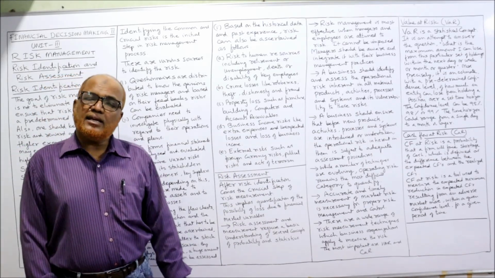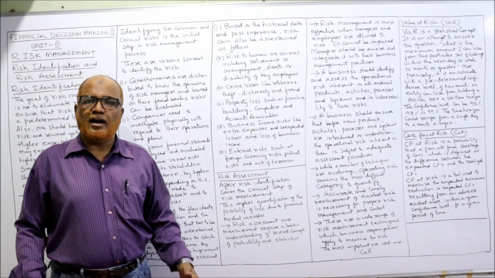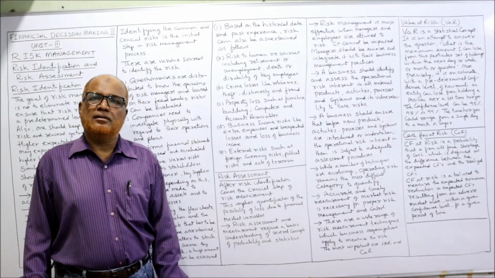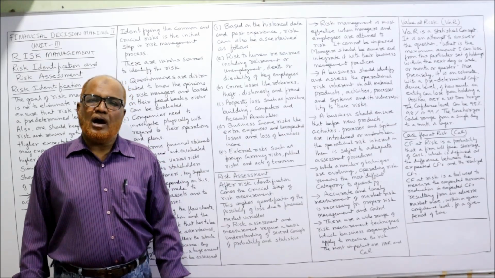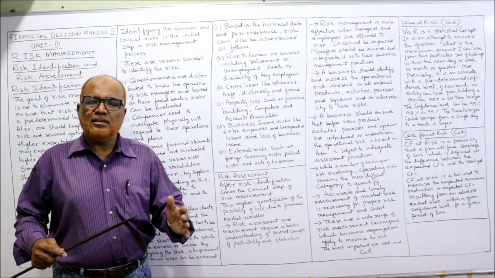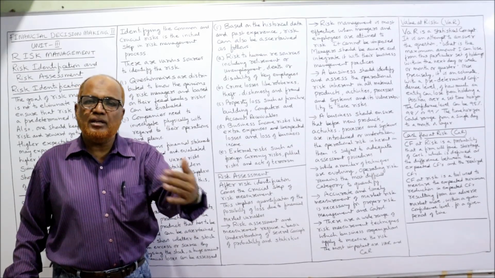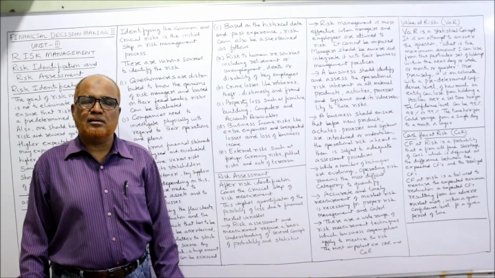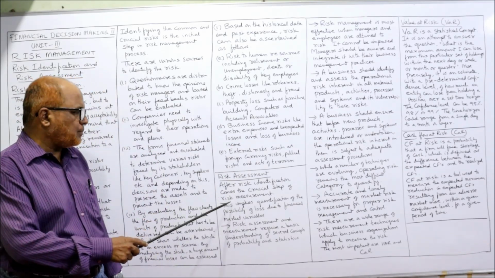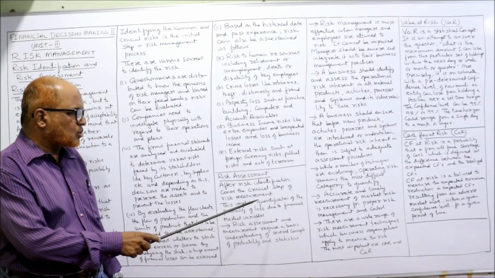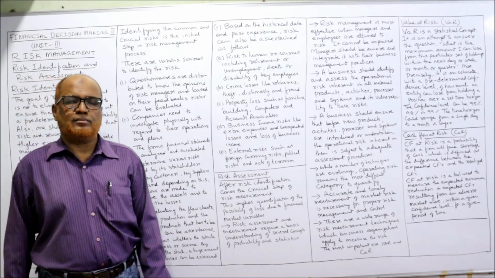Next, the next topic in this video is regarding risk assessment. The meaning of assessment is measurement. After identifying the risk, the second aspect is measuring the risk, calculating the risk. So here, after risk identification comes the crucial step of risk measurement. This implies quantification of possibility of loss.